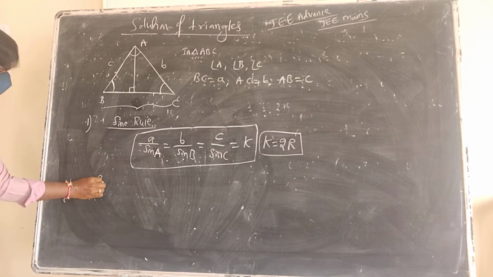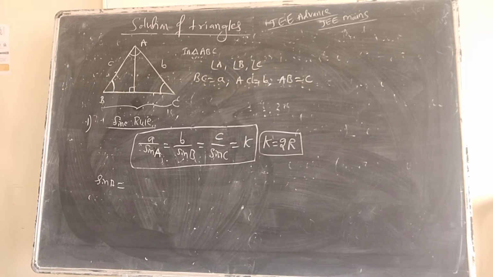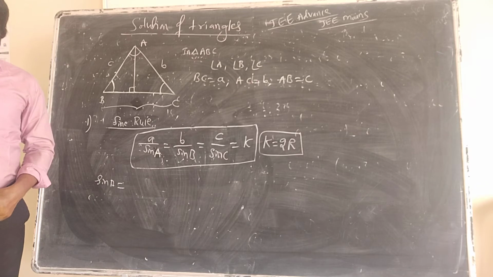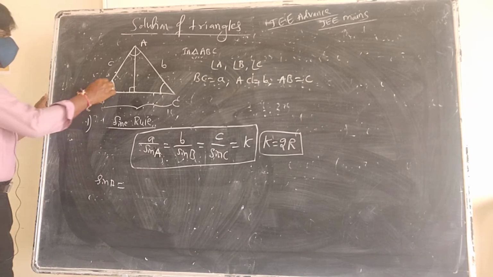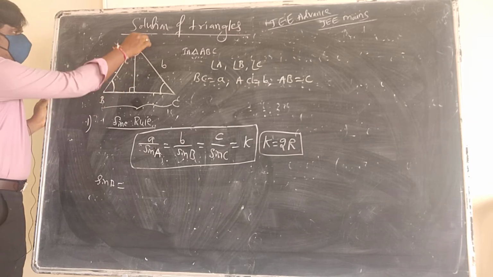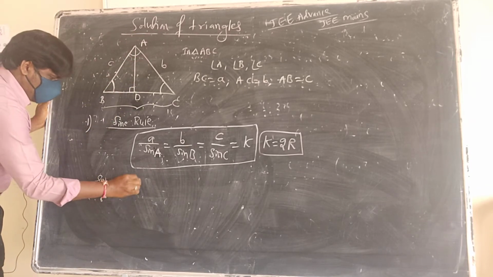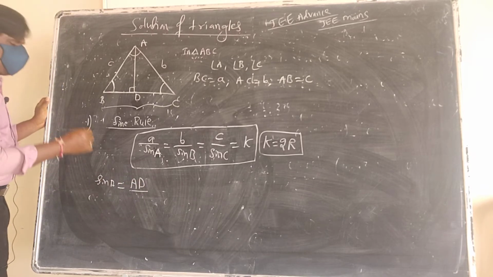Sin B is equal to what? What is the rule for sine? Sine theta is equal to what? Sine theta is opposite by hypotenuse. So for this angle, what is the opposite here? Let us take AD. So AD by hypotenuse. What is the hypotenuse here? c.